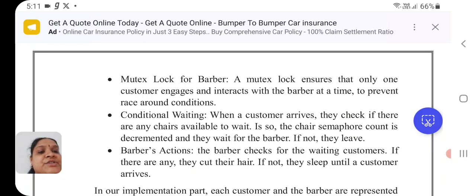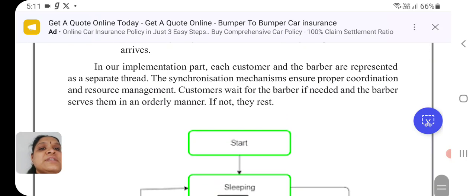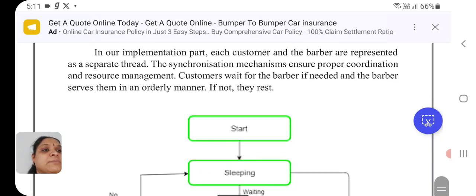Okay, the barber's actions. That is the last challenge. The barber checks for waiting customers. If there are any, he cuts their hair. If not, the barber sleeps until a customer arrives. So these are the challenges. In the implementation part, each customer and the barber are represented as a separate thread. This synchronization mechanism ensures proper coordination and resource management. Customers wait for the barber if needed and the barber serves them in an orderly manner.